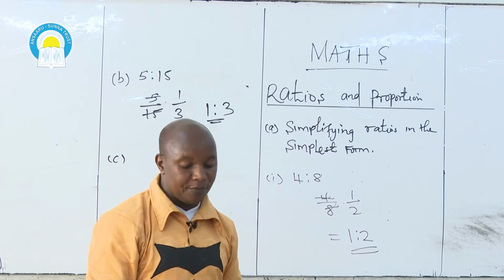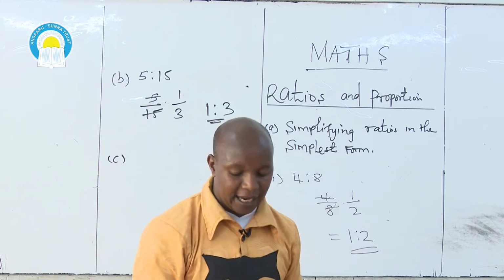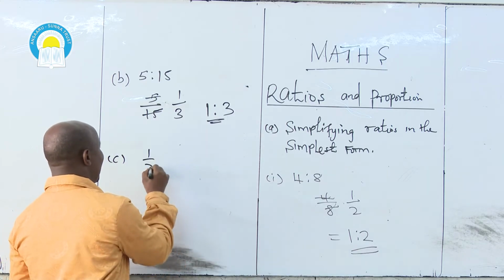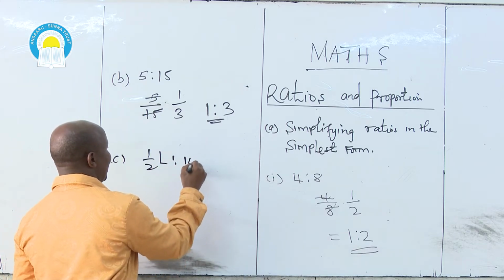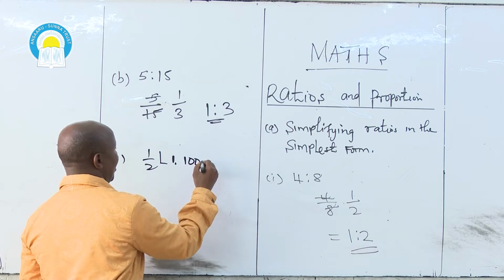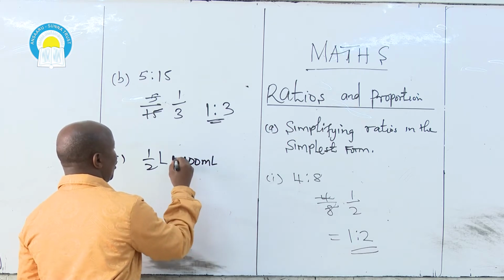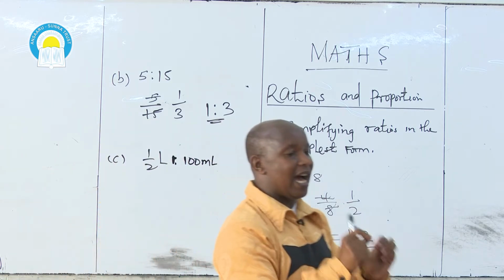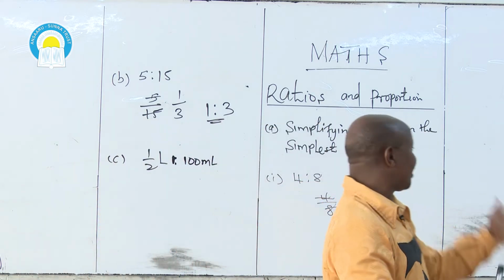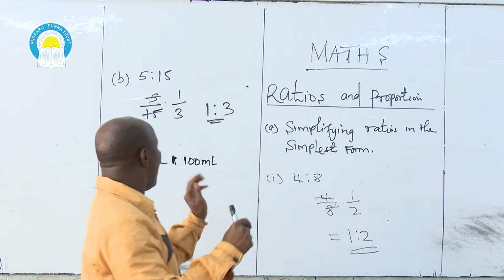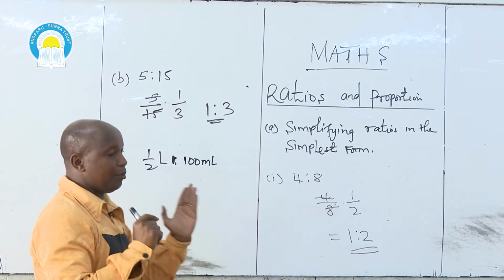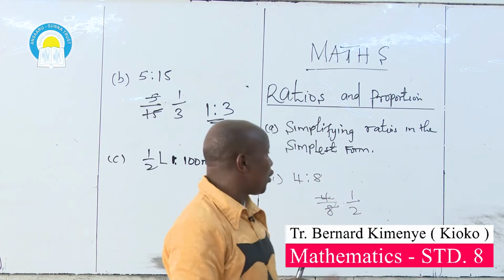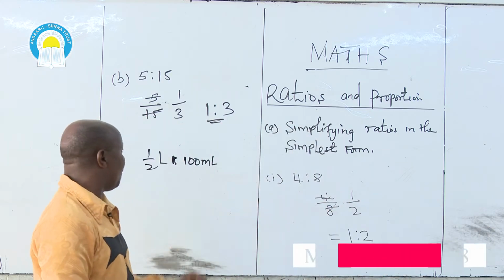For example, now I have half a liter ratio 100 milliliters. I want now to simplify that. How do you simplify this now? Make sure they are in the same units. We cannot simplify when they are like this. You have to change now liters to milliliters so that they conform with the rules of ratios, which must be in the simplest form possible.